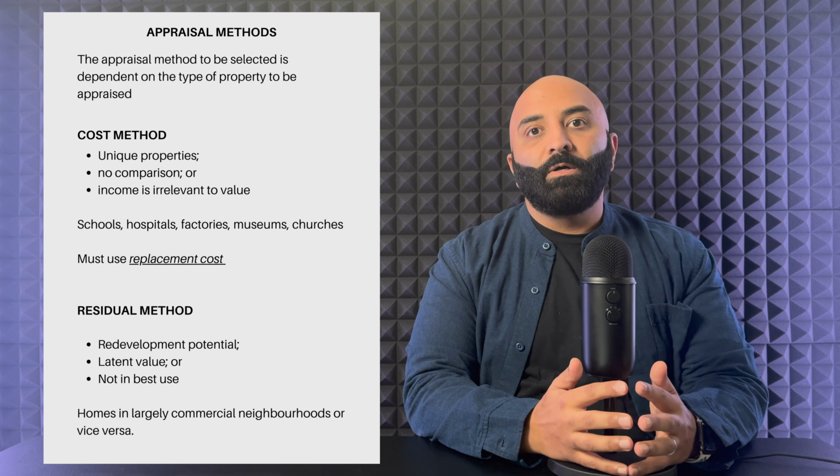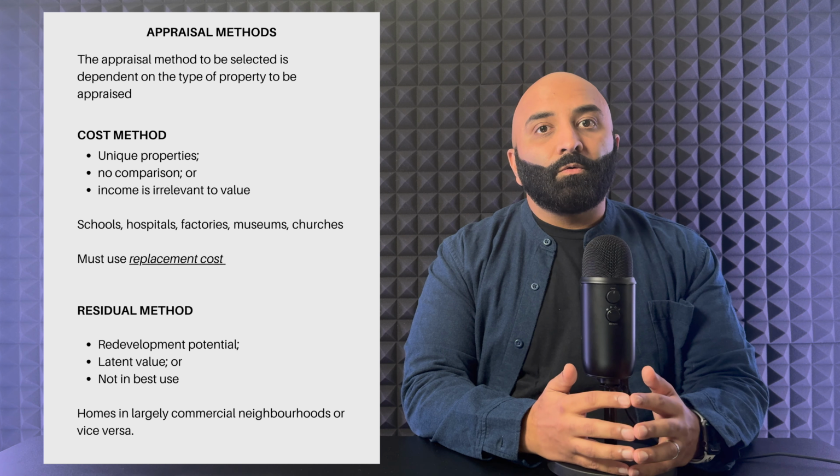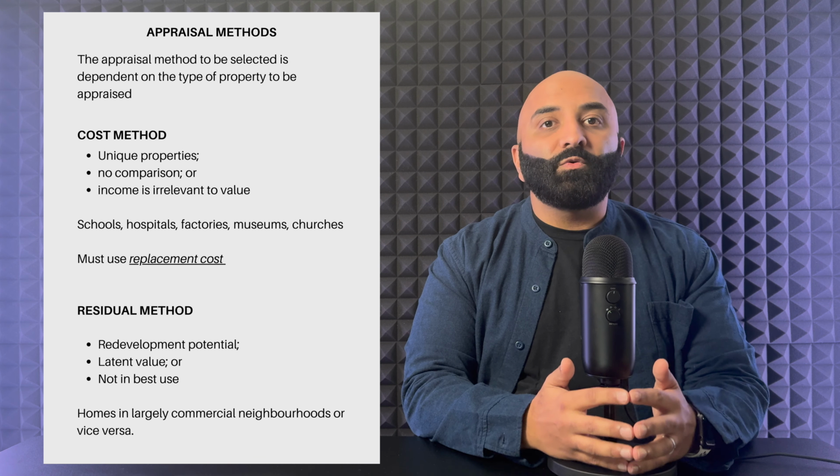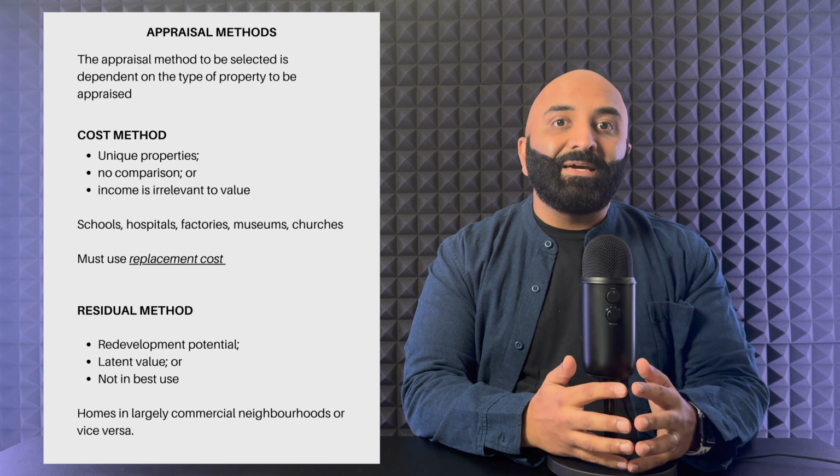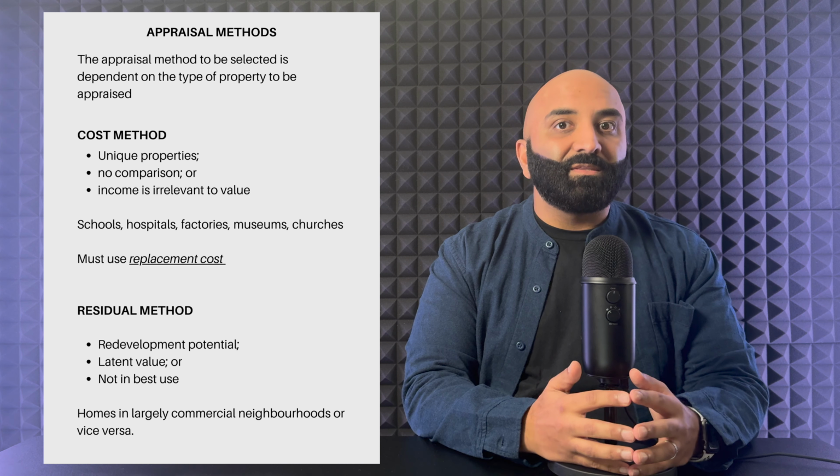So don't confuse the residual approach in that the property has to be quote unquote bad. It just means that it might be bad or it's just not in the right place. It has this redevelopment potential. So keywords that you're looking for when it comes to the residual approach is latent value, redevelopment potential, or not in best use. So depending on the property, we are going to choose the appropriate method. It's the property and its type that drives the method that we choose.